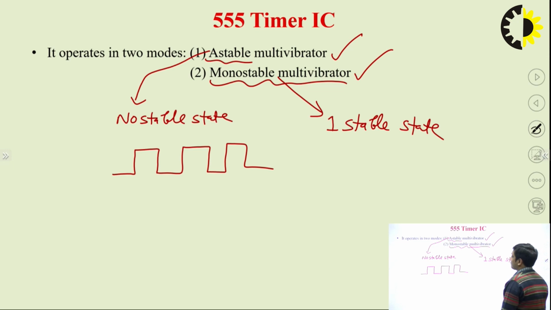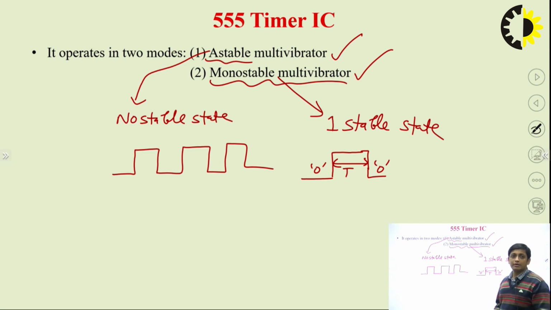So in the 555 timer, let's say the logic 0 state is the stable state. When a trigger pulse is applied to the monostable multivibrator, the output changes from logic 0 to logic 1, and it stays in the logic 1 state for a particular duration of time. Let's say this time is t. After completing this time t, the output comes back to the logic 0 state, that is the stable state.